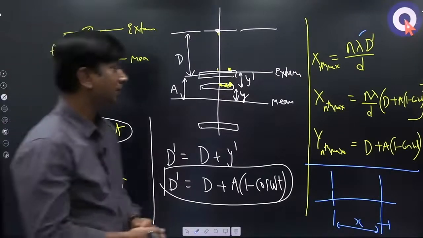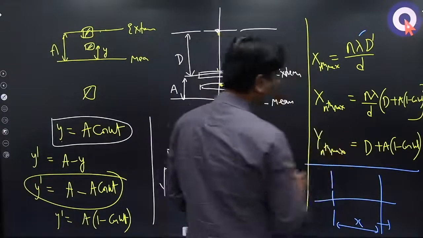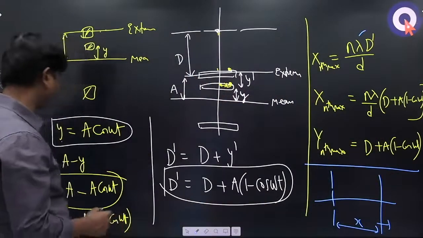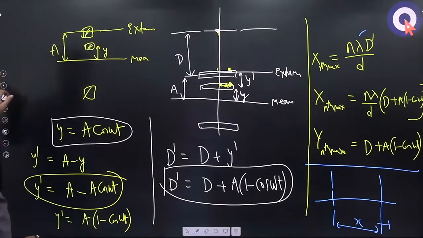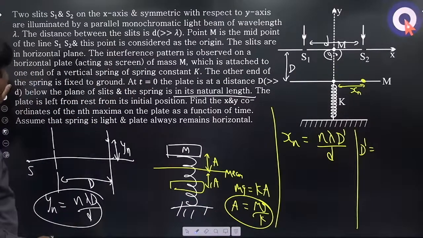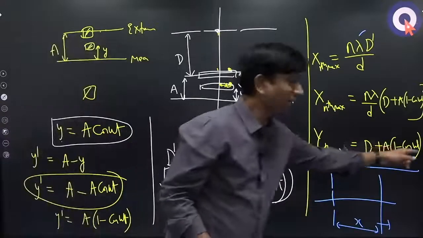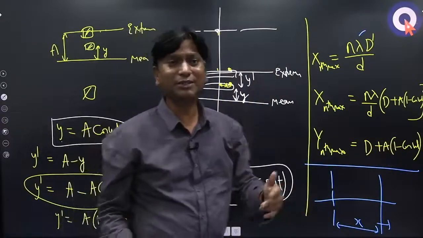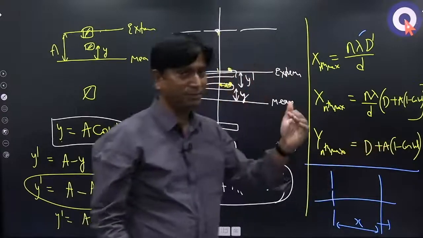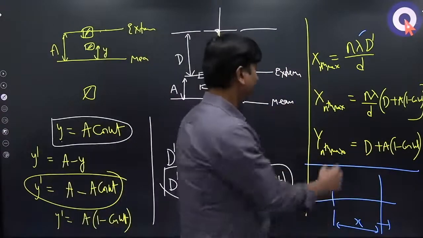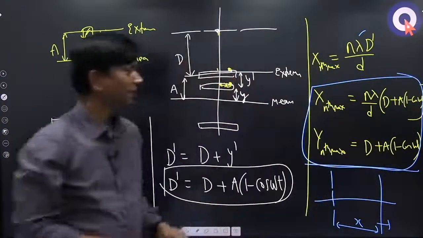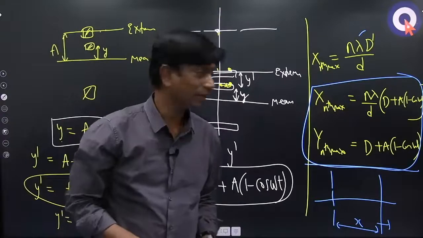So, x coordinate of nth maxima and y coordinate of nth maxima. And what is A? A is this one. And omega also, in the spring block system, omega is nothing but root of k by m. You substitute that for omega, and the A value is also mg by k, and you will get x of nth maxima and y of nth maxima. Hope it is clear, right?